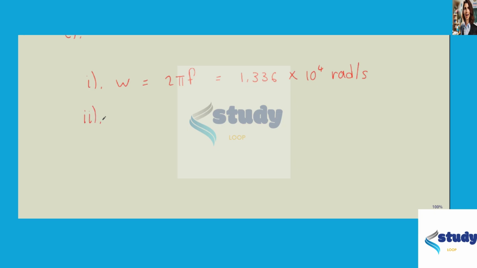Now that we have omega, we need to calculate Q, and Q is equal to C times V. So this is 20 times 10 to the minus 6 farads multiplied by V, which is 150 volts. And we get Q to be 3 times 10 to the minus 3 coulombs. So now we have the charge in the capacitor. And therefore, we can calculate the current from the equation above.